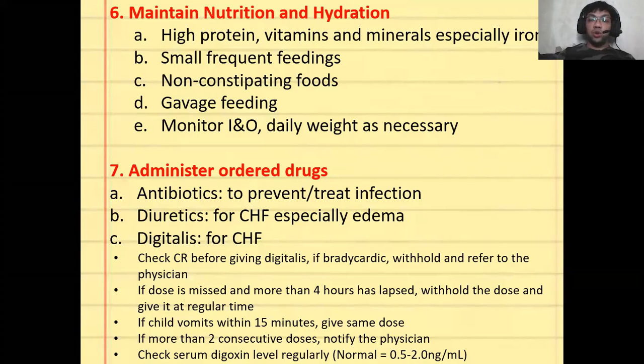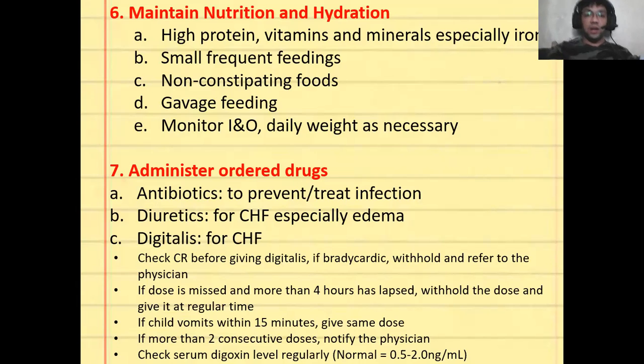7, administer ordered drugs. If there are antibiotics, these are given to prevent the occurrence of infection. These are prophylactics. Diuretics, if there is congestive heart failure, especially if there are signs and symptoms of edema. And digitalis as well. Digoxin will be given to the child who has heart failure. Now, nursing responsibility for giving digoxin to the patient. Check first the cardiac rate before giving digitalis. If bradycardic, withhold the drug and refer it to the physician.